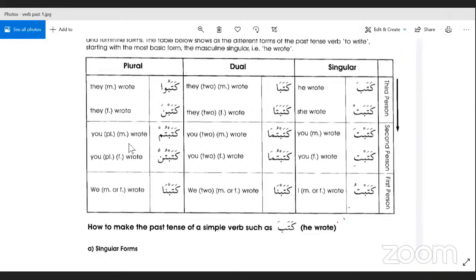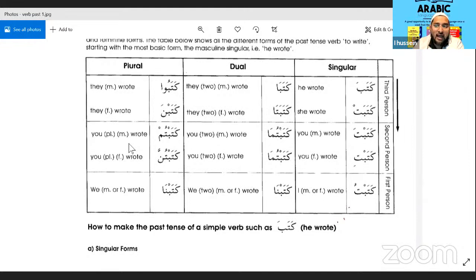Then kharajta, kharajtuma, kharajtum, kharajti, kharajtuma, kharajtunna, kharajtu, kharajna. Excellent. Now I'm going to go back to the verb kataba because it's on the screen.